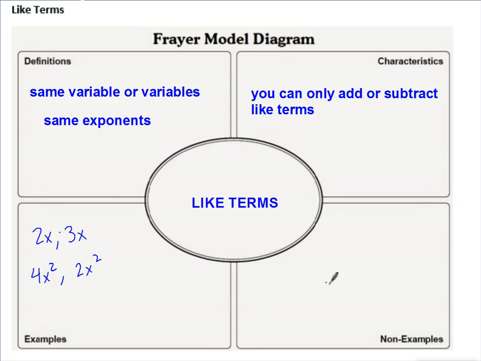Things that are not like terms, 2x and 3. We can't put those together. That doesn't make 5x because this doesn't have an x. 4x squared and 3b squared. Those are not like terms, even though they have the same exponent, they do not have the same variable. All right, what I would like you to do is put in 2 more examples and 2 more non-examples, so make up your own.